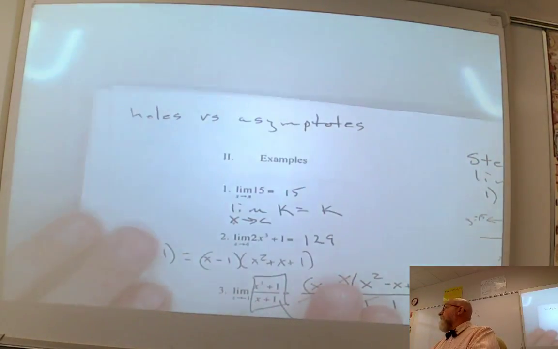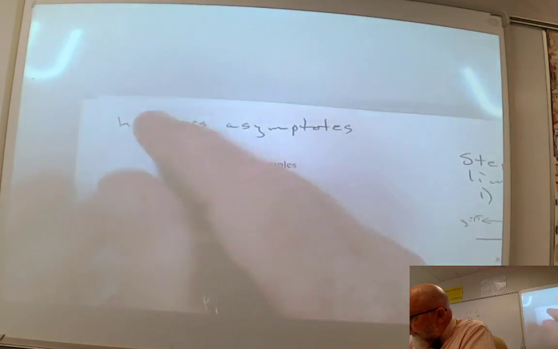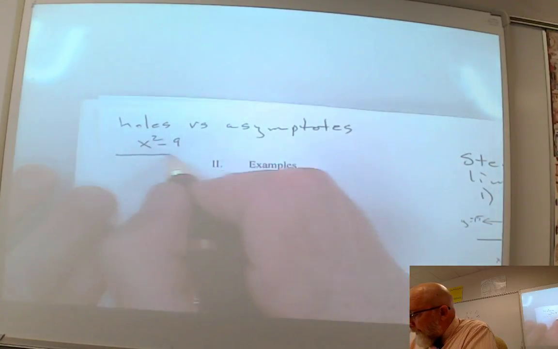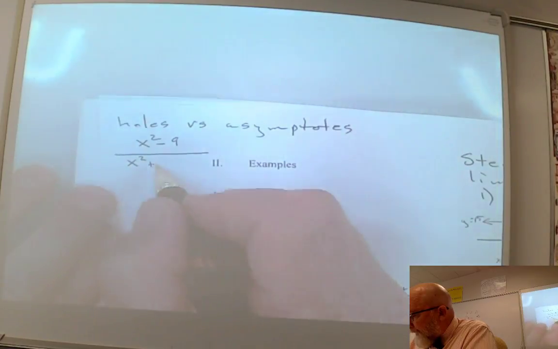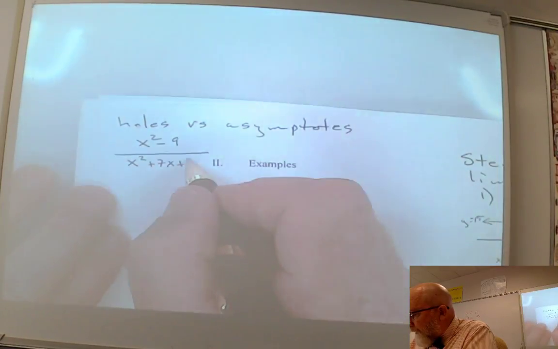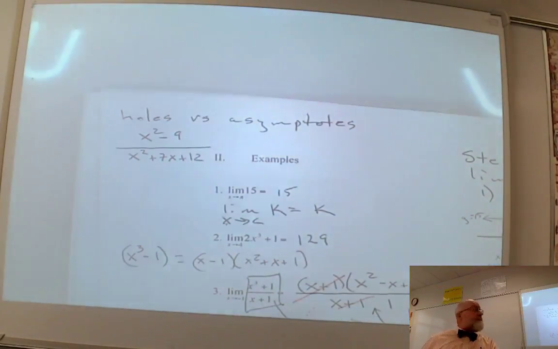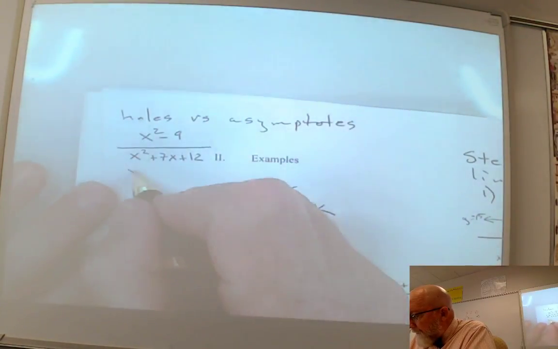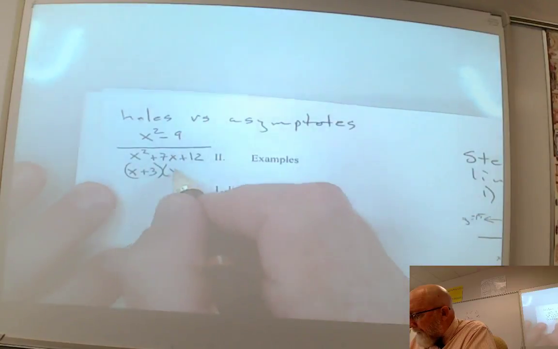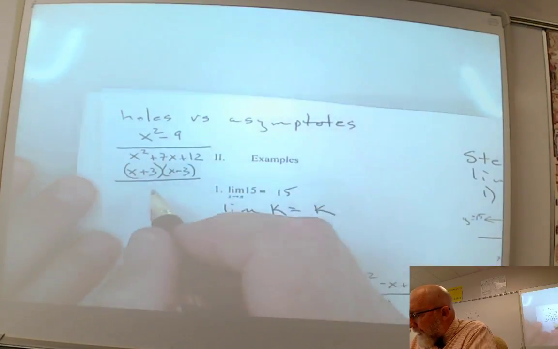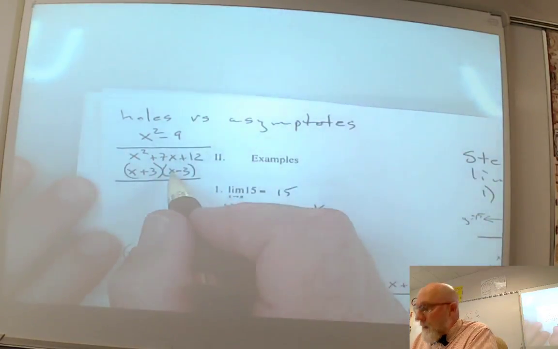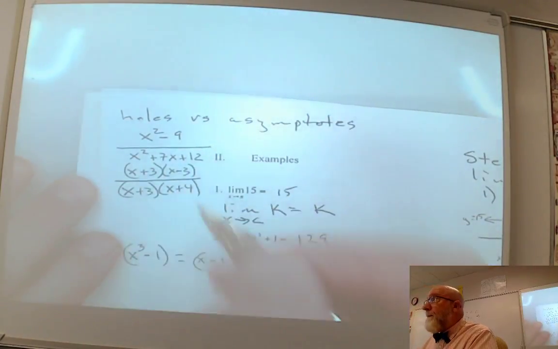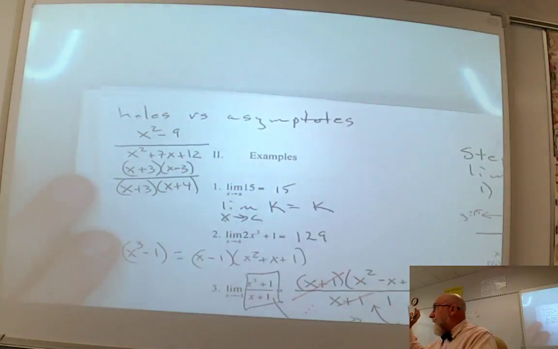Okay? And let me give you this. First of all, I'll have this: x squared minus 9 over x squared plus 7x plus 12. So I'm going to factor this. I get x plus 3, x minus 3. And down here I'm going to have, right, they're conjugates. And here I'm going to have x plus 3, x plus 4. Everybody okay with that?